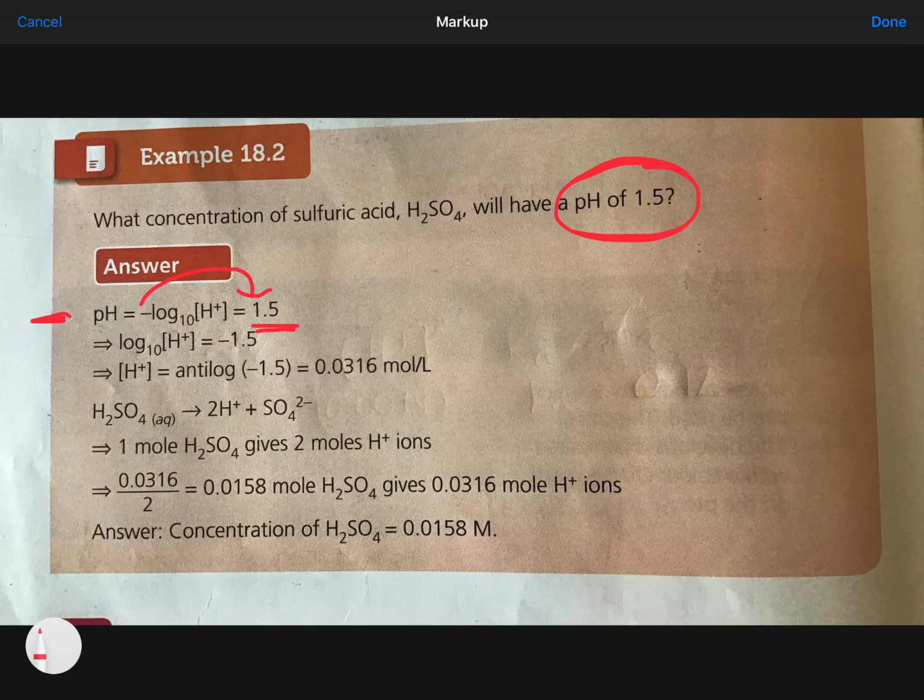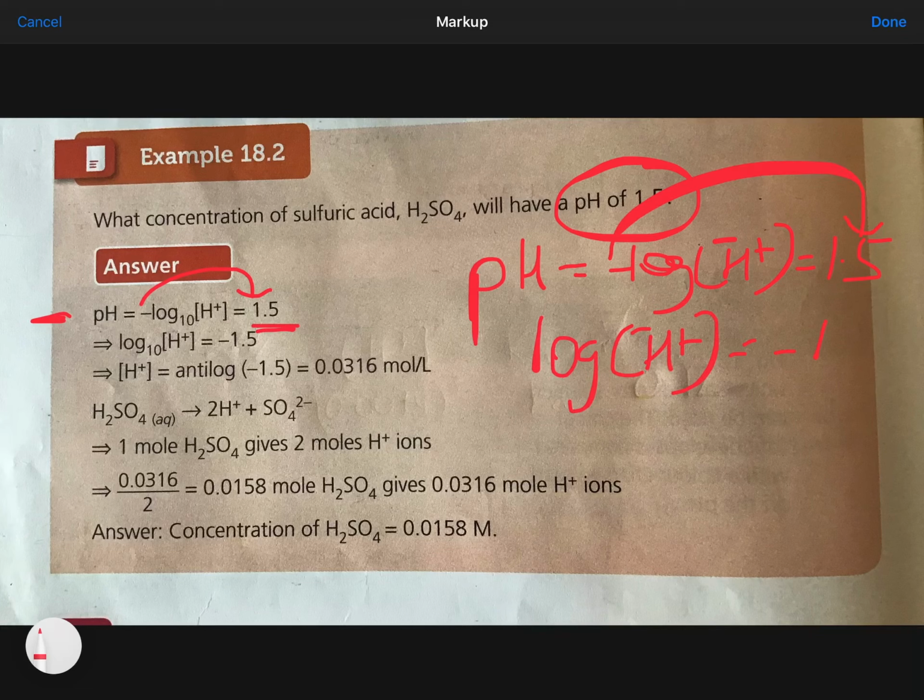So if you have written down that the pH equals minus the log of the hydrogen ion concentration equals 1.5, you bring over the minus, remember? So then you have the log of the hydrogen ion concentration is equal to minus 1.5. And then the anti-log of minus 1.5 gives you the hydrogen ion concentration, okay?